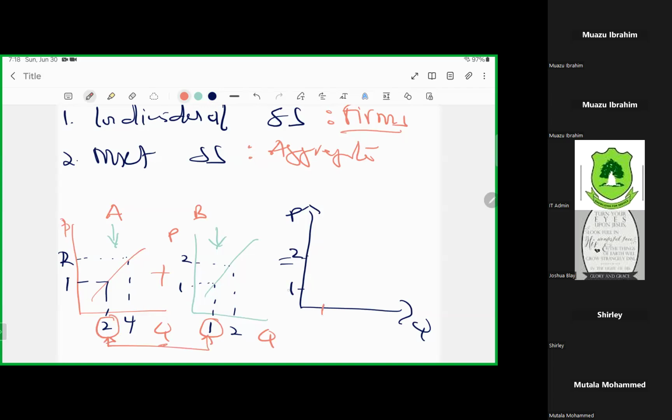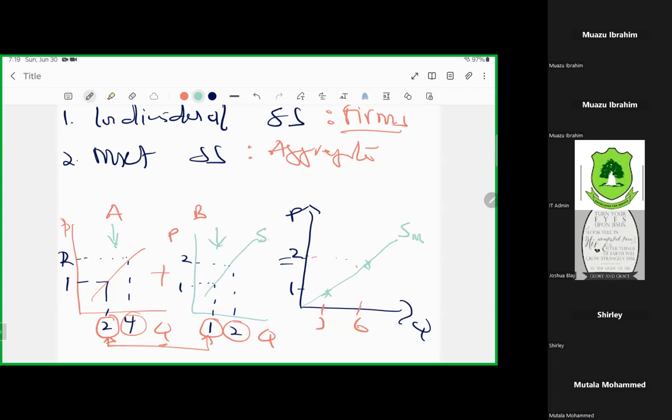So when price is one, the market can supply what? Three. And when price is two, the market can supply what? Four here from A and two here from B. That is six. So at this particular price, the market can supply six. And at this particular price, the market can supply three. So if you plot this particular curve, what you are seeing here is the market supply curve.